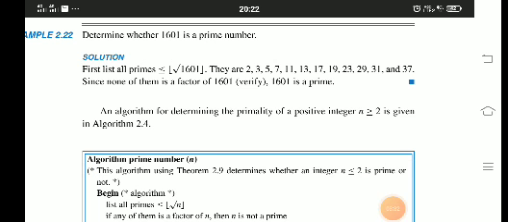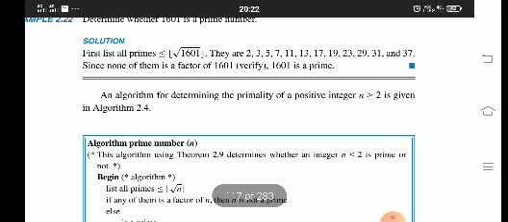Next, determine whether 1601 is a prime number. You know that root of 1600 equals 40. This number is greater than root of 1600.